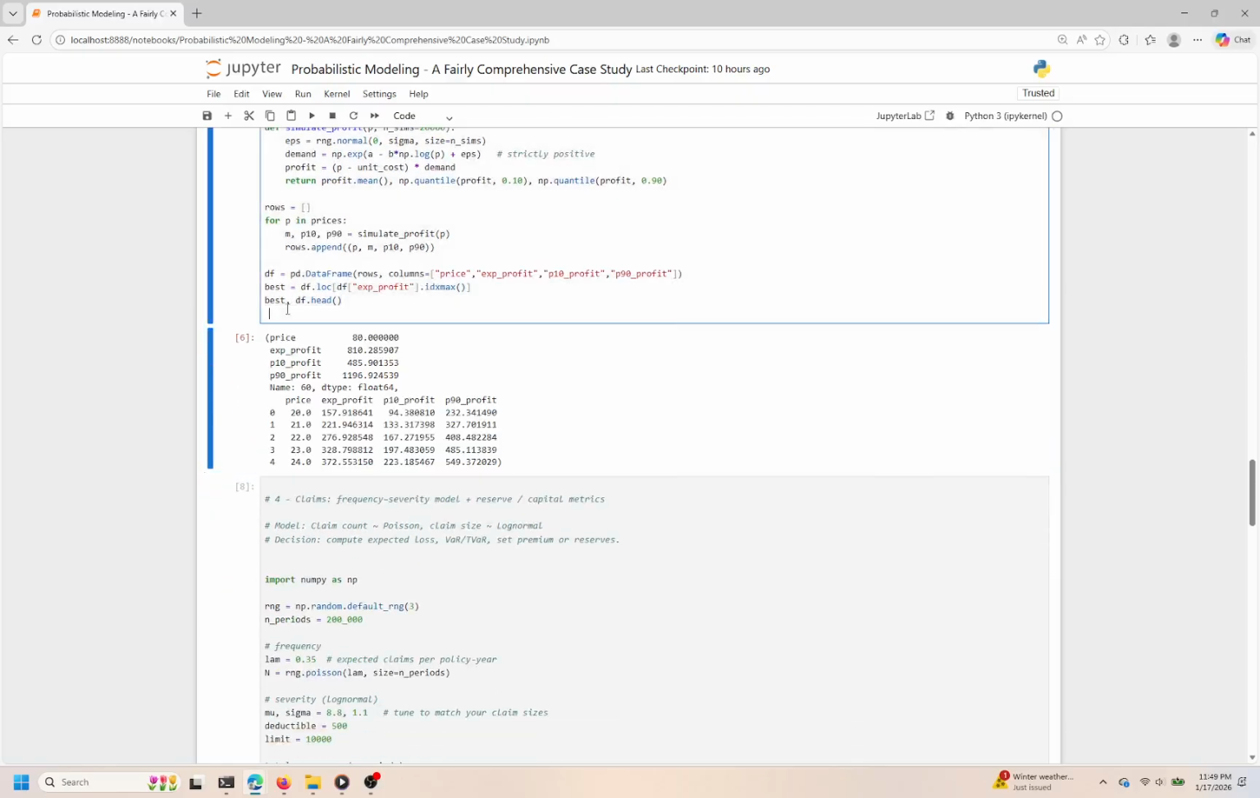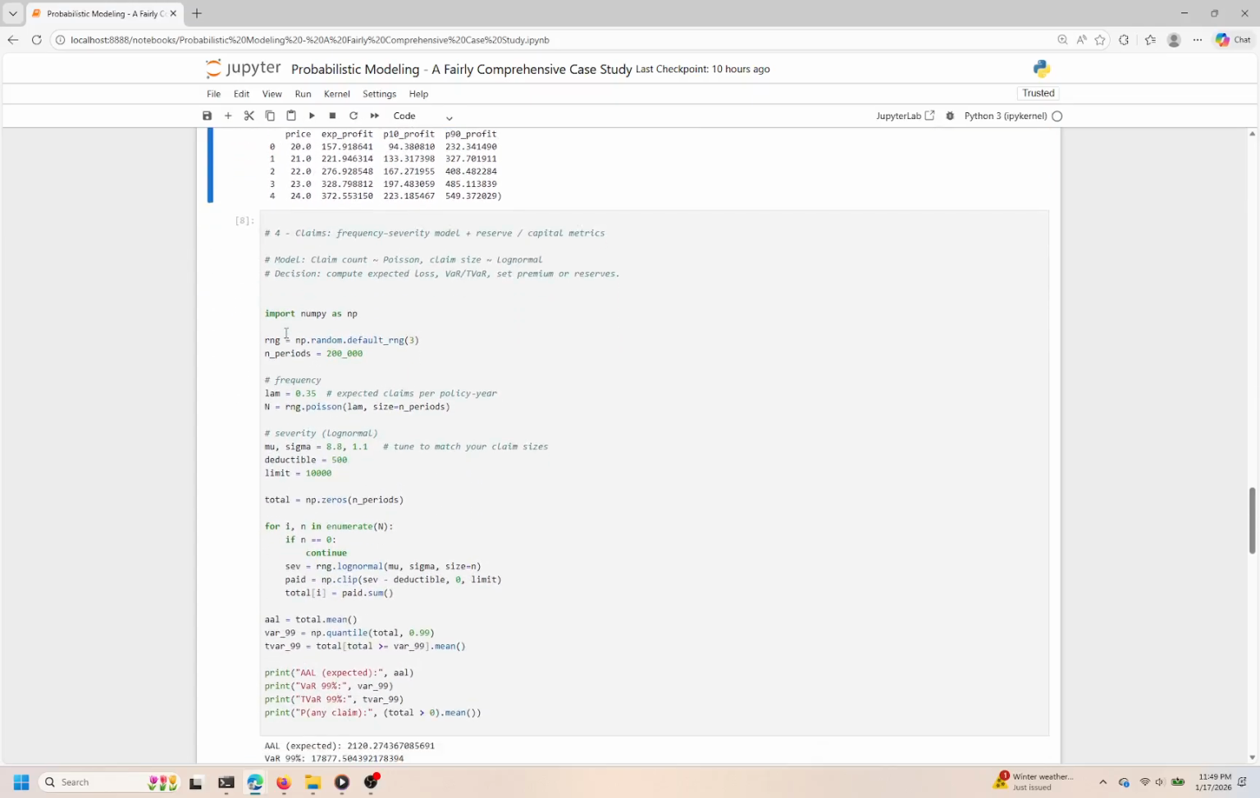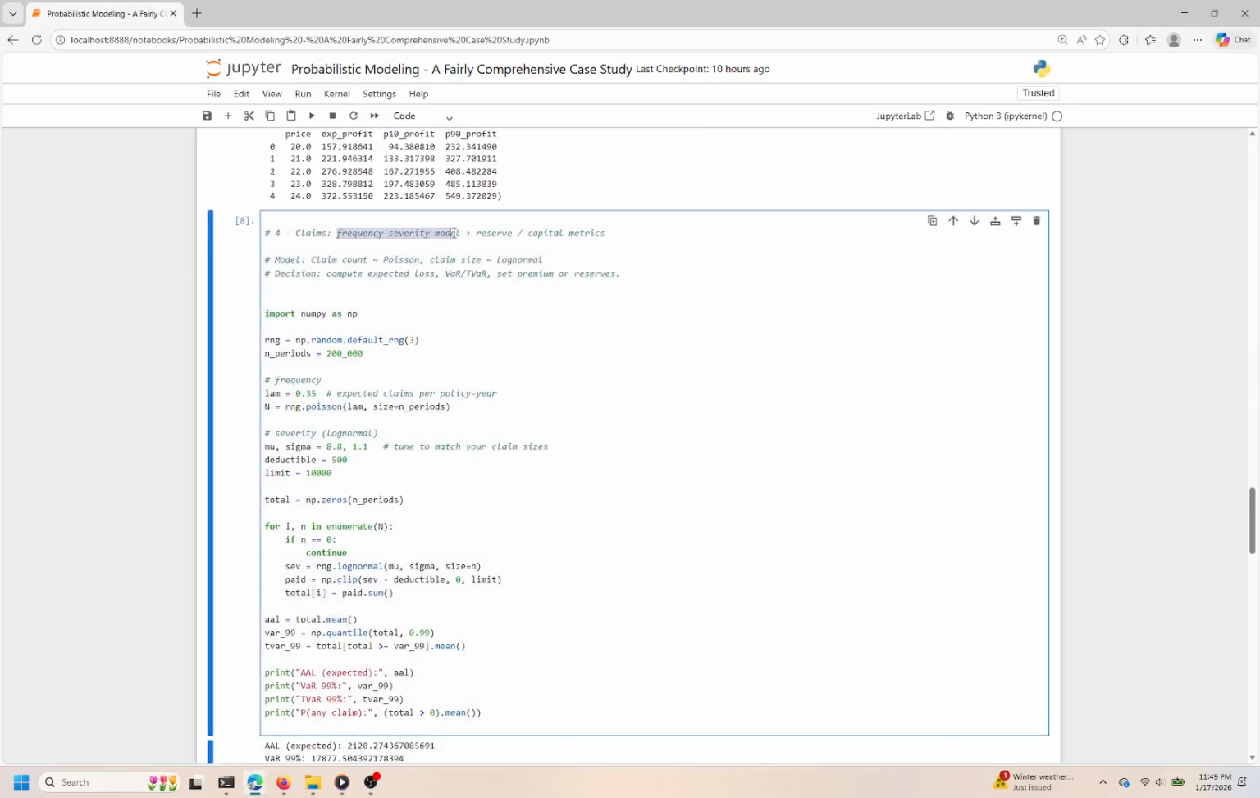Cell 9. In this cell, we're diving into a frequency-severity model that plays a crucial role in assessing claims in insurance. By employing mathematical distributions, specifically the Poisson distribution for claim frequency and a Lognormal distribution for claim size, we can estimate key metrics like expected loss, value at risk, and tail value at risk. Understanding these metrics is imperative for setting appropriate premiums and reserves, ensuring financial stability.